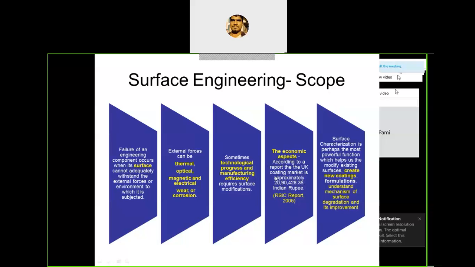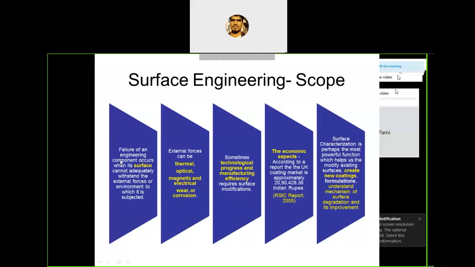It is also an advantage. And finally, these surface properties have the most powerful function. Whatever surface modification we are doing is a more powerful function which helps to create or modify new or existing coating methods. That is what we are going to discuss in the further part of this chapter.